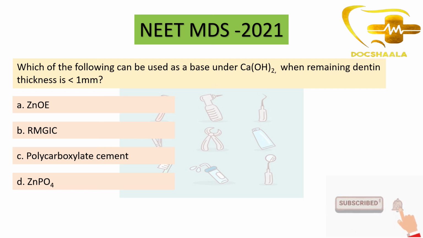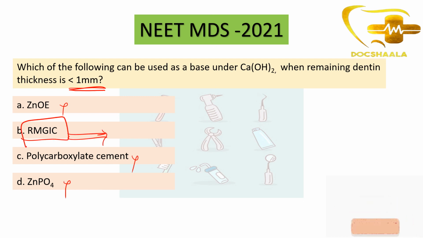Then coming back to our question, they have asked what can be used as a base under calcium hydroxide when the remaining dentin thickness is less than 1 mm. So we don't use zinc oxide eugenol, nor polycarboxylate cement, nor zinc phosphate cement. We use resin modified GIC. No matter what kind of restorative material we are using, we use resin modified GIC.